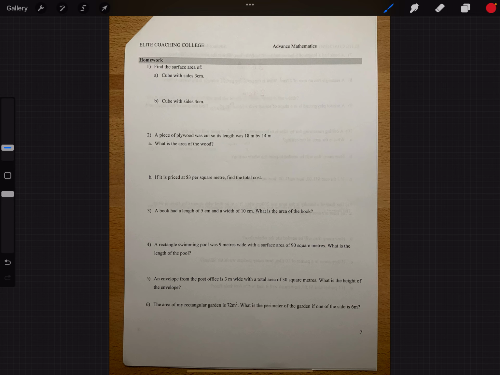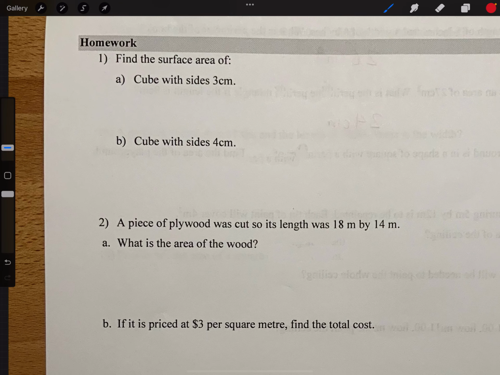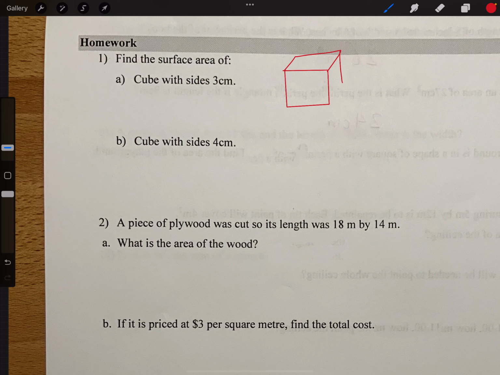Page 7, question 1 says, find the surface area of a cube with sides 3 centimeters. So imagine you have a cube. Not the best drawing, and the sides are 3 centimeters, which means that length, width, and height will be 3 centimeters. To find the surface area, you need to find the area of each face. But the thing with the cube is that each face has the same area. So let's find the area of one of the faces.